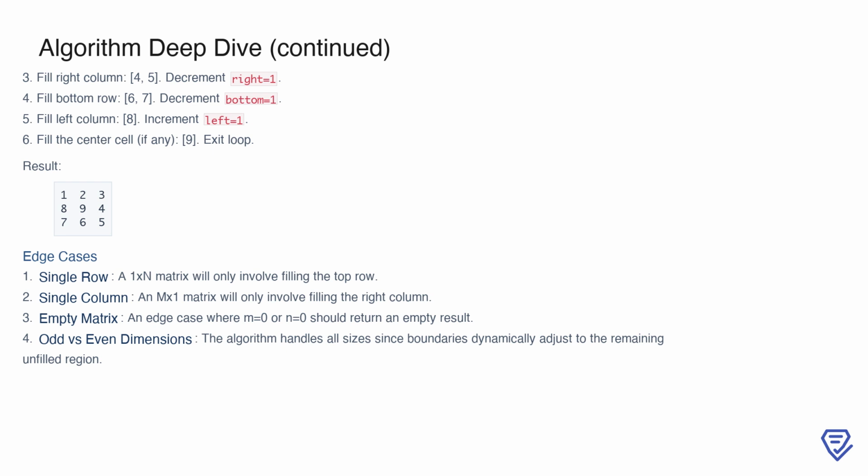For edge cases, the algorithm handles scenarios like single-row or single-column matrices seamlessly, as the boundaries naturally adjust to the unfilled region. An empty matrix, where m equals 0 or n equals 0, will return an empty result. Whether the matrix has odd or even dimensions, this approach ensures that all cells are efficiently filled in spiral order.